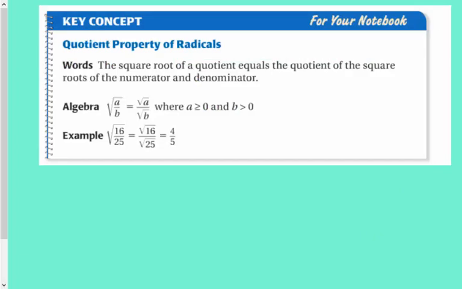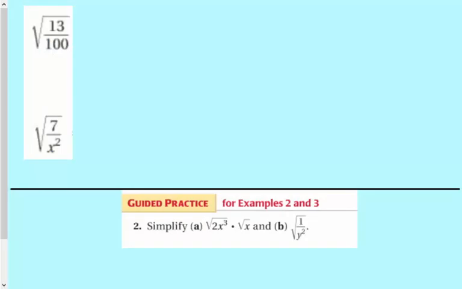Okay, if we have fractions, what you're going to do is square root the numerator, and square root the denominator. Here's a couple examples. So I'm going to square root 13. I'm going to square root 100. I don't know what the square root of 13 is, so we're going to leave that as root 13. The square root of 100 is 10.